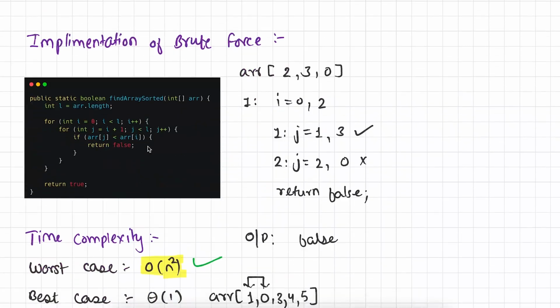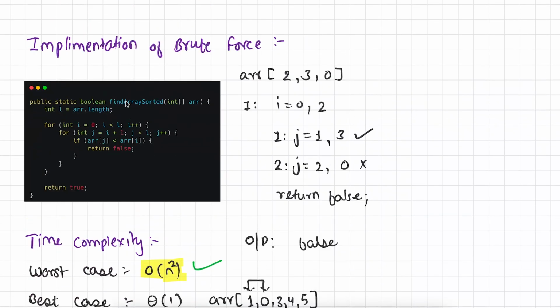So let's see the implementation of the brute force approach. Here we have a function. This function is taking an array as input. In the first line we are simply storing the length of the array in variable L, and then we are running a loop from 0 to less than L, and inside of this loop we are again running a loop from i plus 1 till less than L.